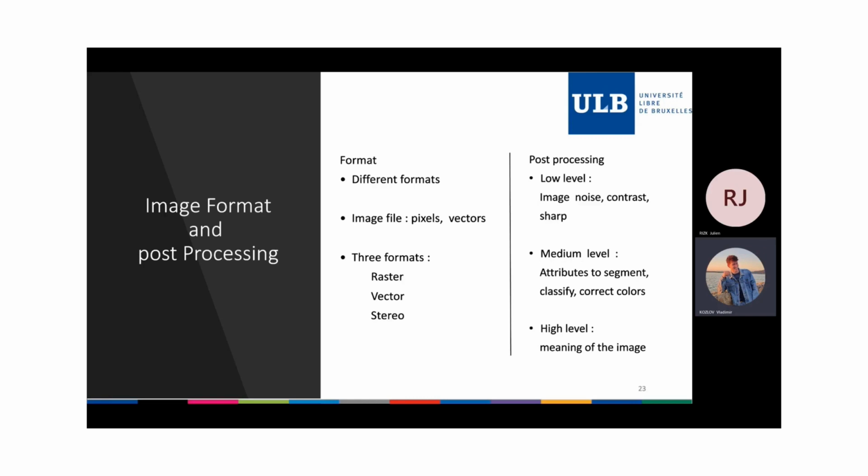There are those of low level. The input and output are both images, and they allow us to reduce noise, improve contrast, and make the image sharp. Then there are those of medium level. The input is an image, but the output is extracted attributes in order to segment, classify, or correct the colors. Finally, those of high level. The software gives meaning to the image by doing tasks related to vision or image recognition.